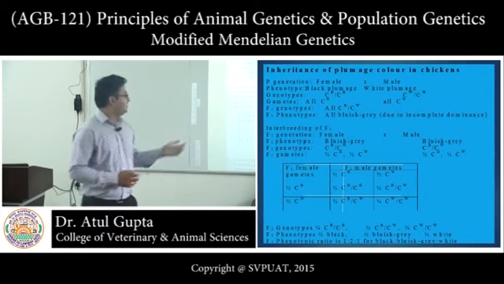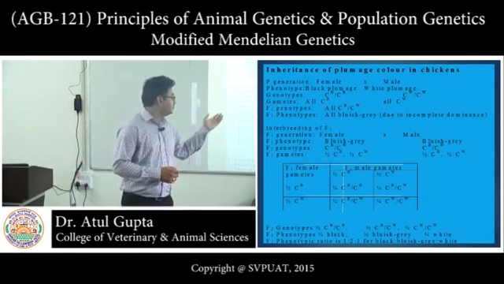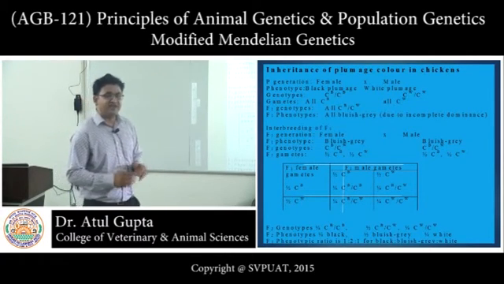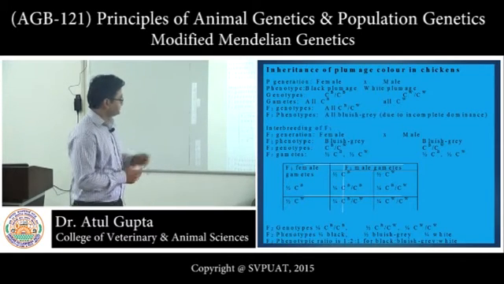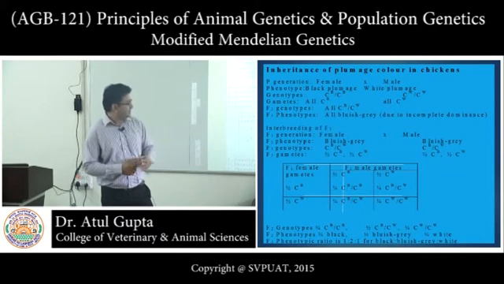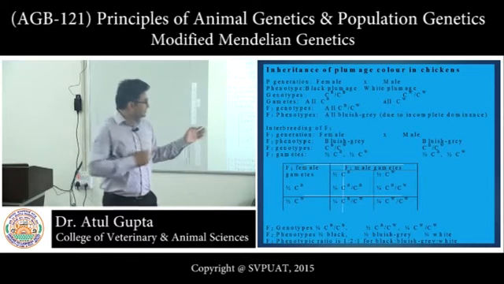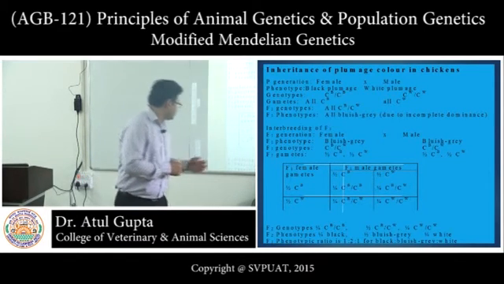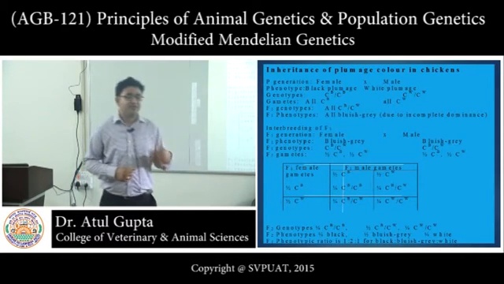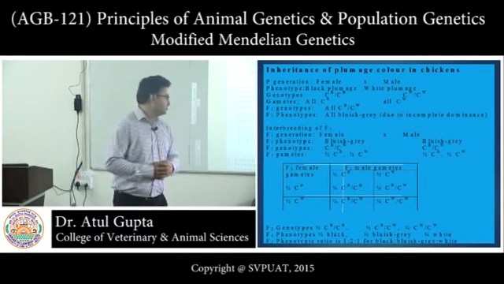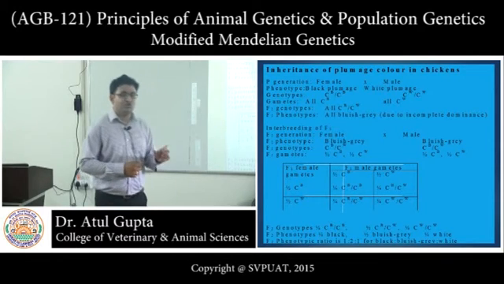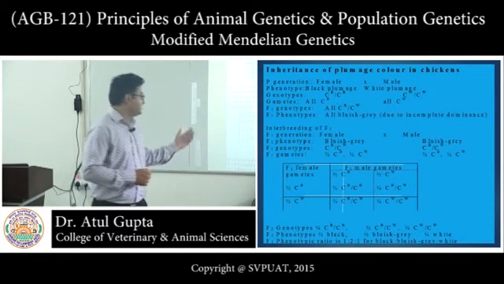When in F2 we allow these F1 individuals to mate, that is, a bluish gray female mated with a bluish gray male, then in the F2 generation we will have these genotypes: CB CB, CB CW and CW CW. So we will have a phenotypic ratio of 1:2:1, but in complete dominance it was 3:1. Due to incomplete dominance we are getting a new phenotype, that is bluish gray.